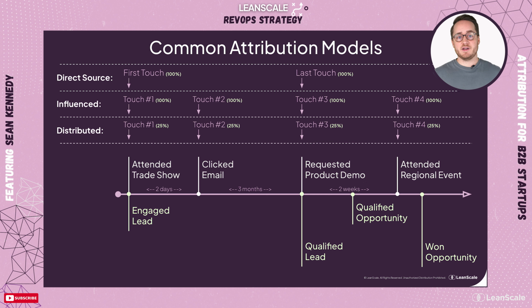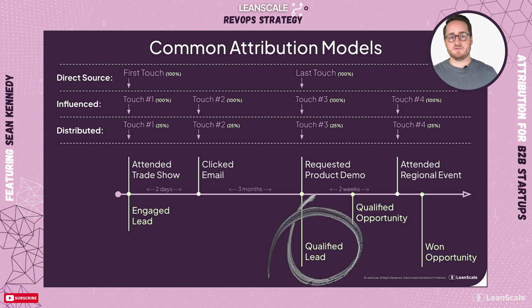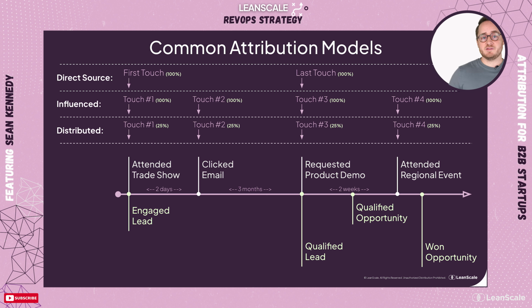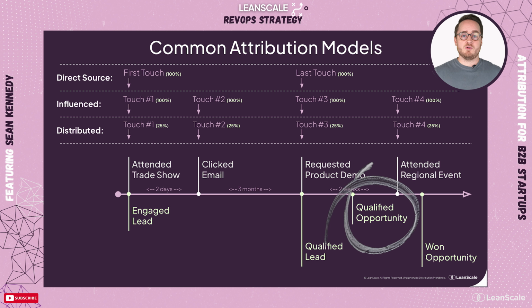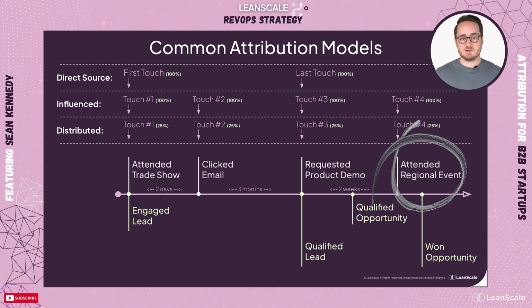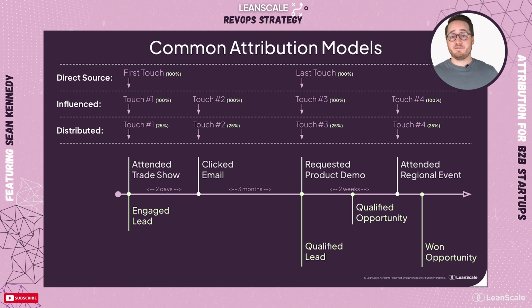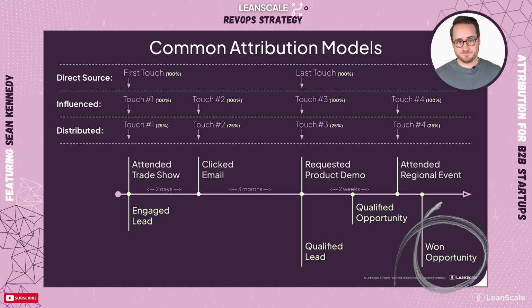This is also the point at which the marketing team considered this lead to be qualified for sales to follow up with. From there, the sales team followed up and were able to meet with the lead and convert the lead into a qualified opportunity. While there was an active ongoing sales cycle, the prospect was invited to attend a regional event that we hosted for customers and prospects in the area, which they attended. Shortly after attending the event, the prospect completed an initial purchase of our product.